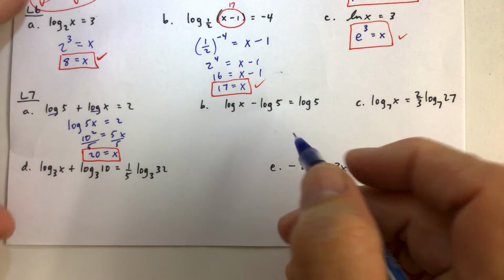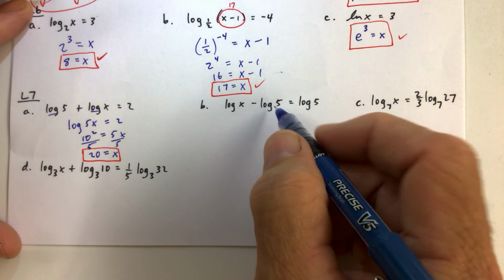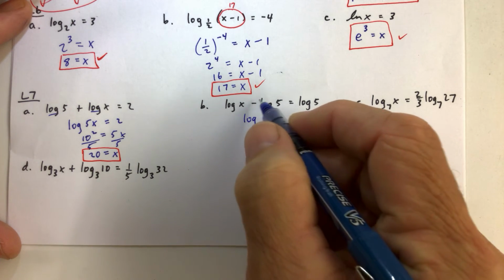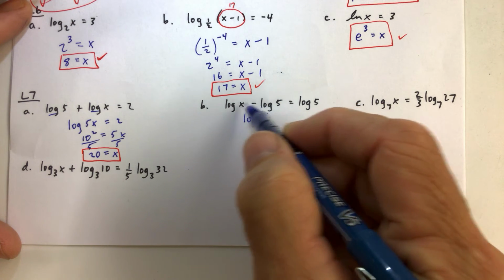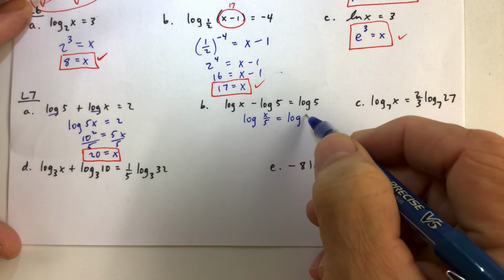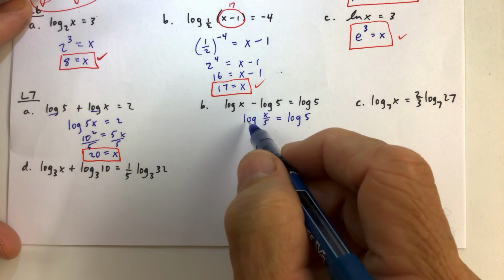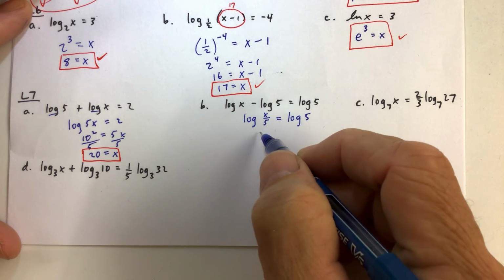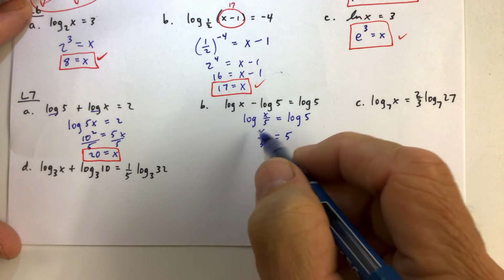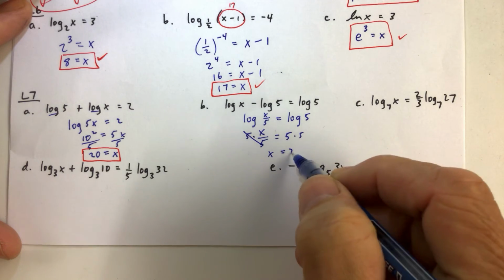And then over here, same thing. We have multiple logs on the left side. We're going to combine all the logs into one using the properties: the difference of 2 logs is the log of their quotient. And we have the log of x over 5 equals the log of 5. Now we're in the lower left-hand corner of the Punnett square, where we have logs with the same base. So we equate the arguments. If we multiply both sides by 5, we get x is equal to 25.